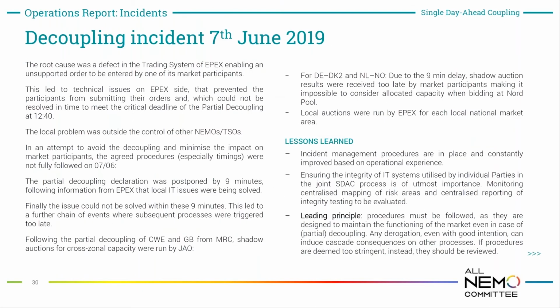Let's provide more information regarding the decoupling incident of the 7th of June. Nevertheless, a full investigation was already published on the 1st of October 2019, and it's available at the NEMO Committee webpage. This was a defect in the trading system of EPEX that enabled an unsupported order to enter in one of the market participants. This led to issues at EPEX.